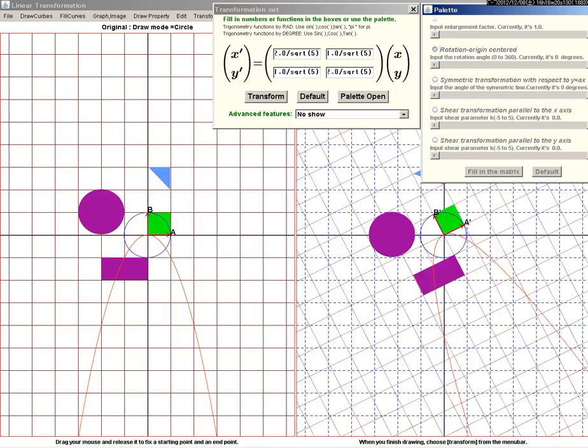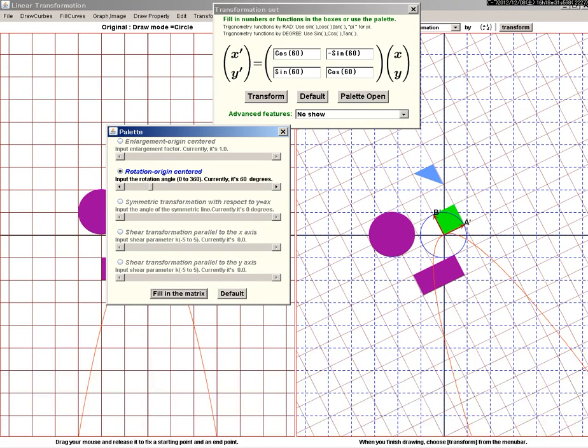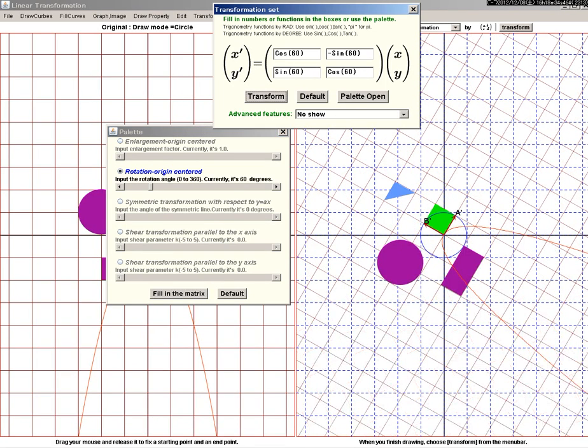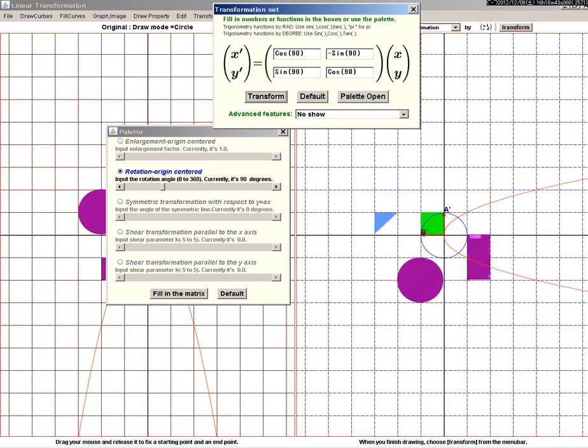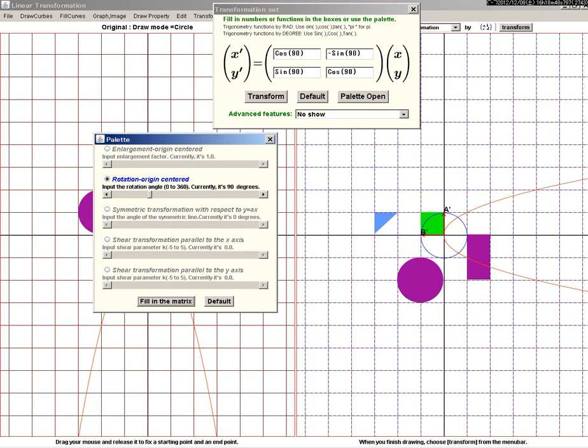So let's open the palette. This is a rotation matrix. Angle is 60 degrees, and transform. This is a 90 degrees rotation, and transform. There are 5 linear transformations in the palette: enlargement, symmetric, and shear transformation.